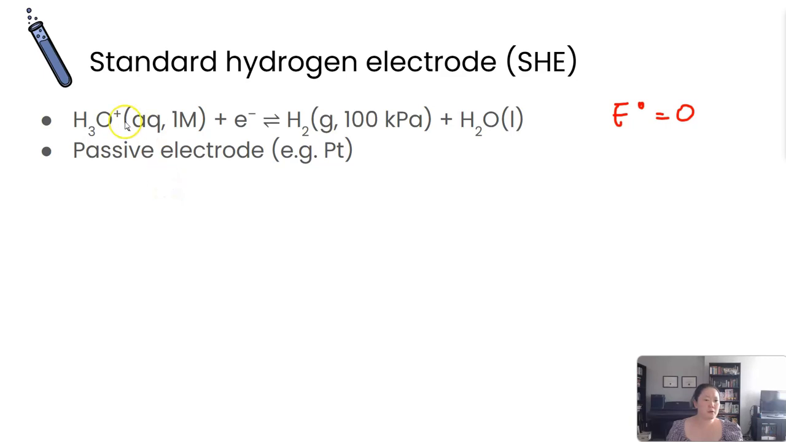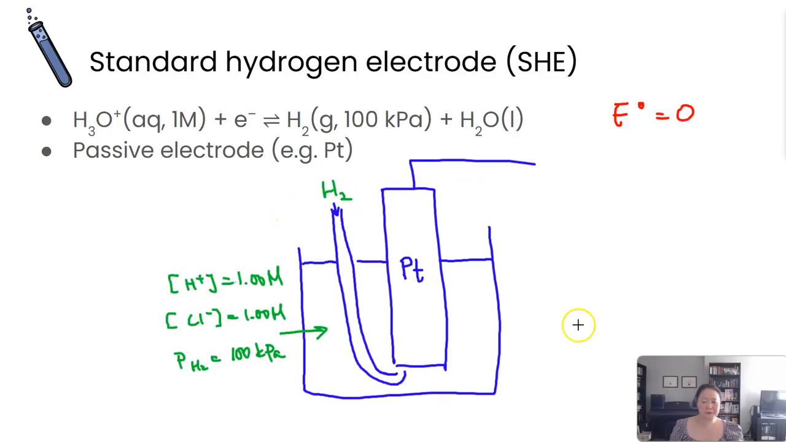Now, as you can see, you have a solution and then you have a gas. And if we're using electricity, you're going to need something solid to connect to the wires. And so you're going to also have a passive electrode in here, which is usually going to be something like platinum or palladium. So the setup is going to look something like this, and we're going to pretend that it's connected to some other half cell later on, or further down. So we have our passive electrode of platinum.